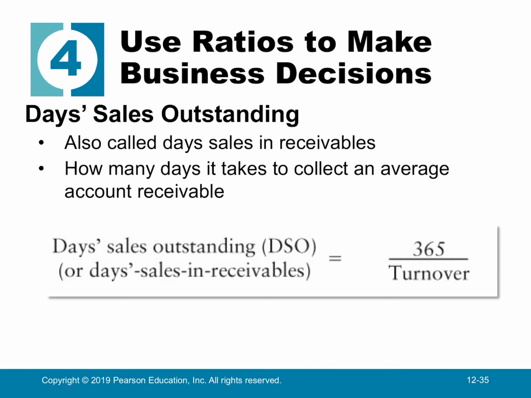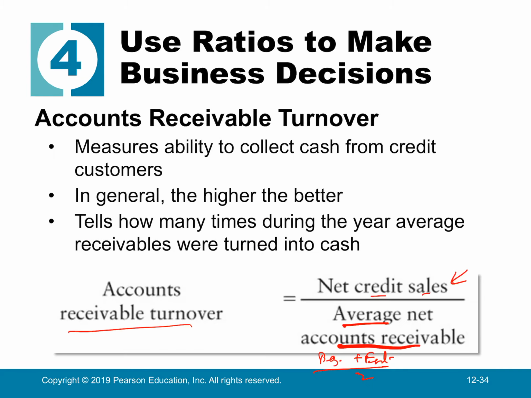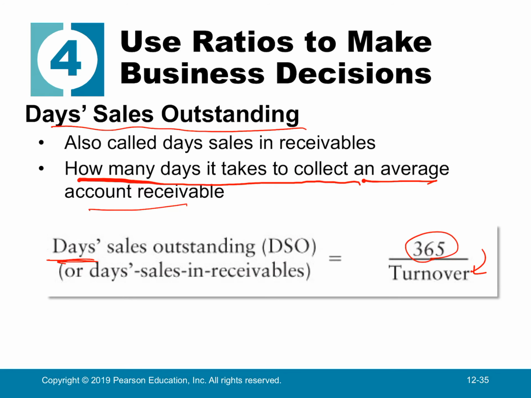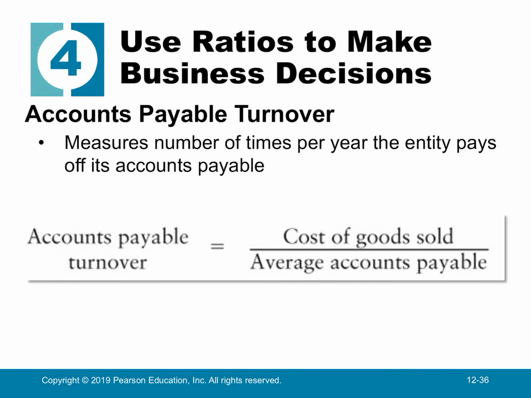And we can convert this, as we can convert the others, the inventory one as well, and the payables one that we'll calculate in a second. We can convert this into days. So in this case, we're taking the accounts receivable turnover that we calculated, taking 365, dividing it by that number that we just calculated, and this will give us days sales outstanding. This is much easier intuitively to understand, because then we can think of this as, how many days does it take to collect an average account receivable?